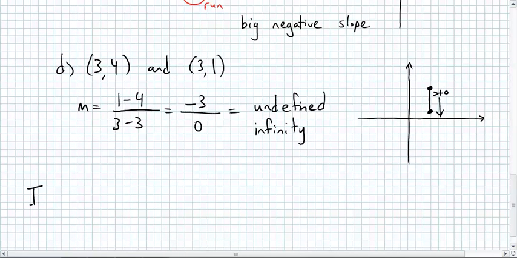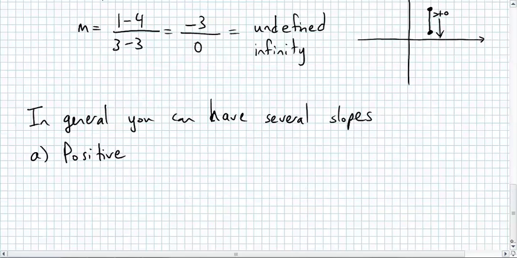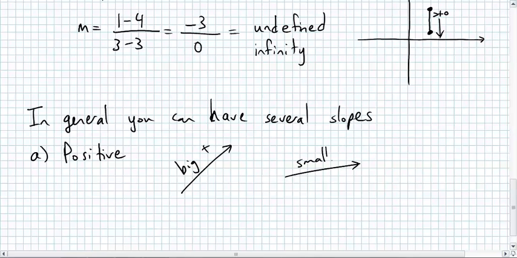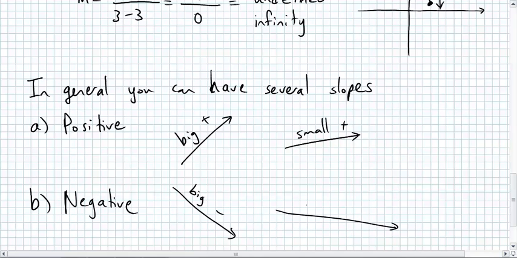So in general, you can have several slopes. Okay, so a line could be positive slope. What a positive slope means is that as you're going from left to right, you're going uphill. So this would be a big positive slope, and this would be a small positive slope. Okay, you can also have negative slopes, which means that as you're going from left to right, you're going downhill. So this would be a large negative slope. And this one would be a small negative slope.